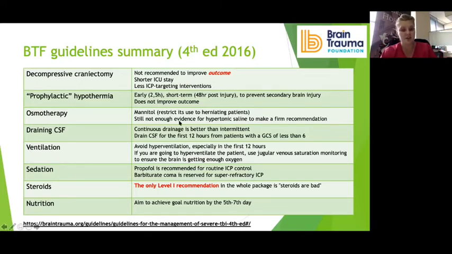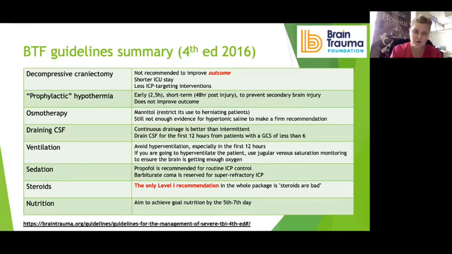On ventilation, they're quite clear that you should avoid hyperventilation, especially in the first 12 hours where you still have penumbra areas that are very dependent on cerebral blood flow. If you hyperventilate somebody, like we've said before, you're going to cause vasoconstriction in the cerebral arteries, and you're going to worsen those penumbra areas that are very reliant on the little bit of blood flow that they manage to get.